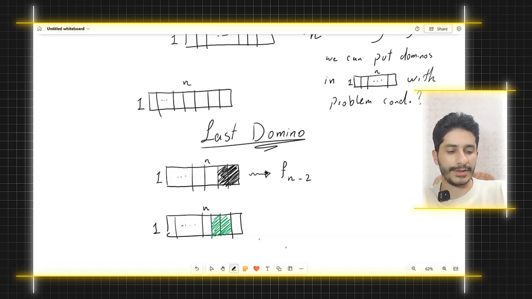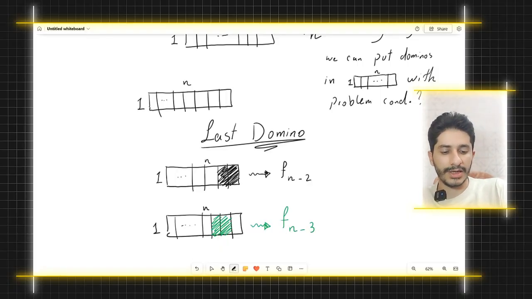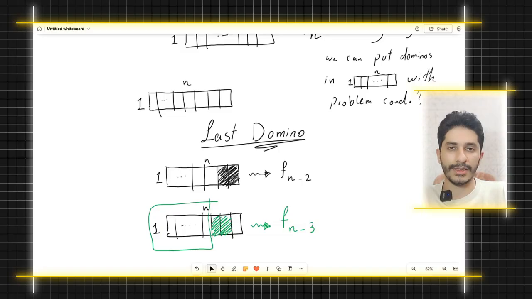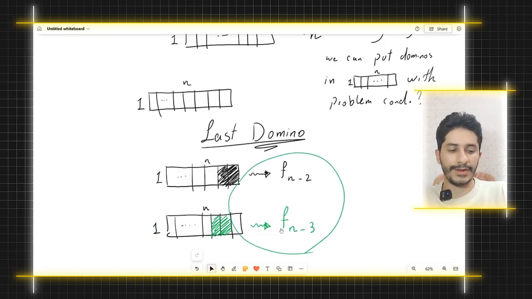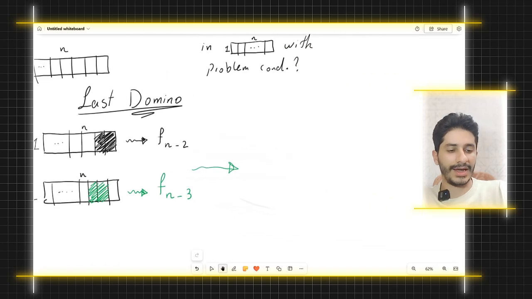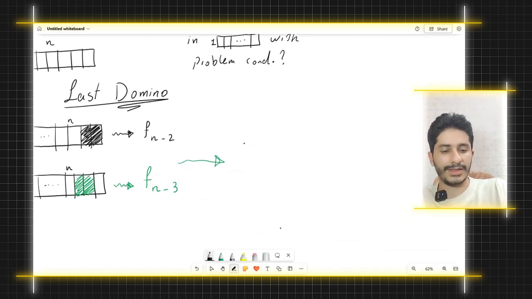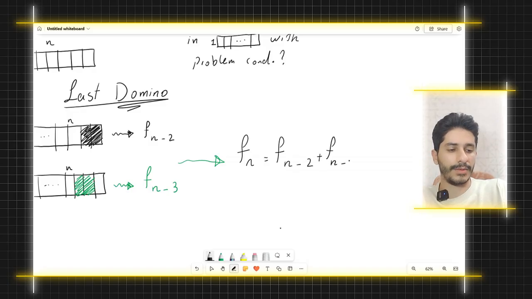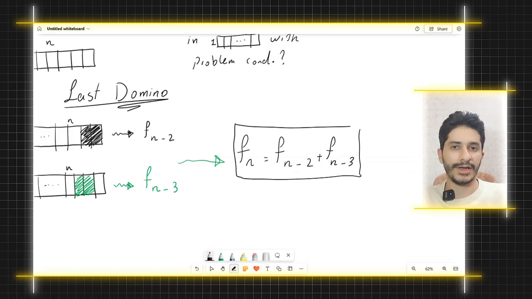And how about the second case? If the last domino is here, in how many ways can we fill the remaining cells? Yes, f of n minus 3. Because again, we have n minus 3 cells here, and f of n minus 3 is exactly the answer for this part. And what do I do with these 2 values? The answer f of n would be f of n minus 2 plus f of n minus 3. So now I have my recurrence relation in hand.